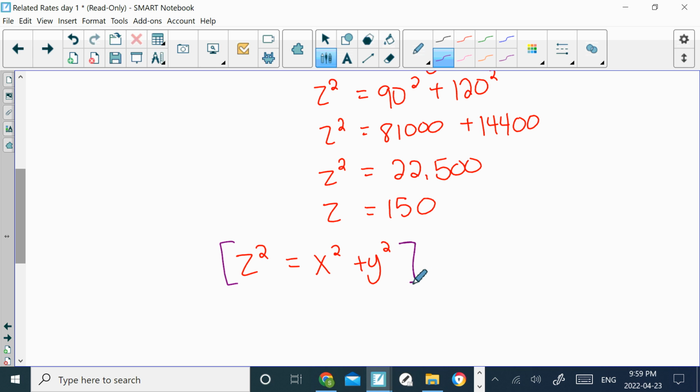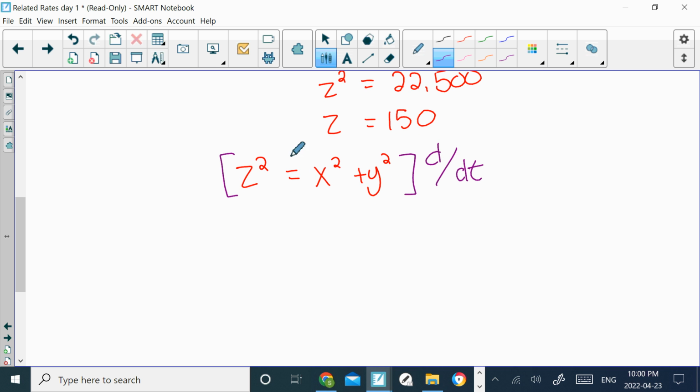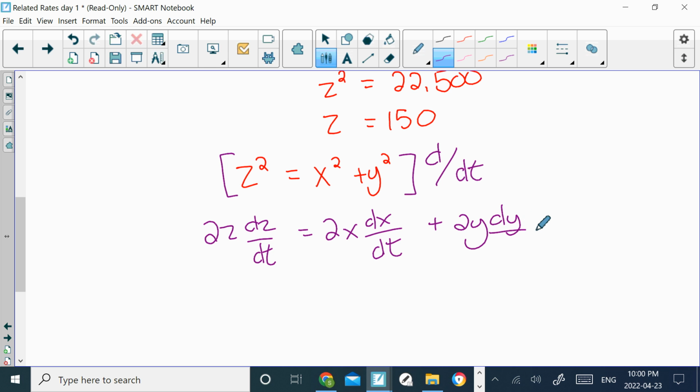And how we're going to do that is we're going to implicitly differentiate both sides of my equation with respect to time. So we're going to take the derivative of each side with respect to time. The derivative of z squared is 2z dz/dt. The derivative of x squared is 2x dx/dt. And the derivative of y squared is 2y dy/dt. Let's divide out 2, and we'll input our numbers.